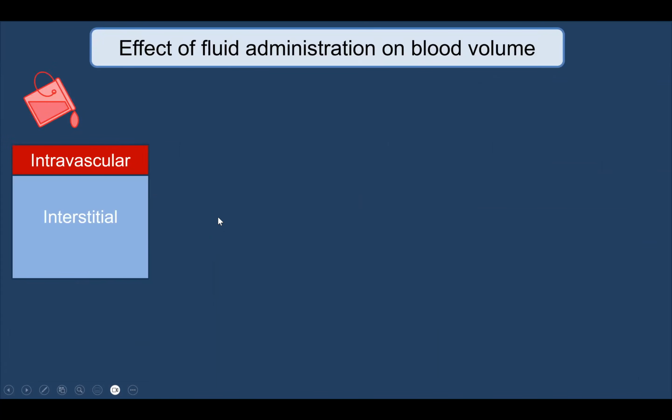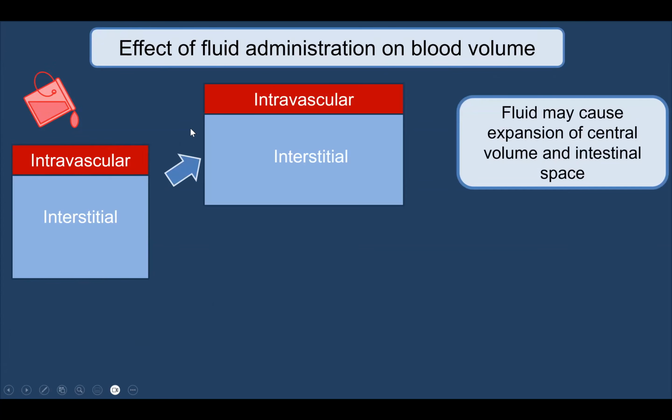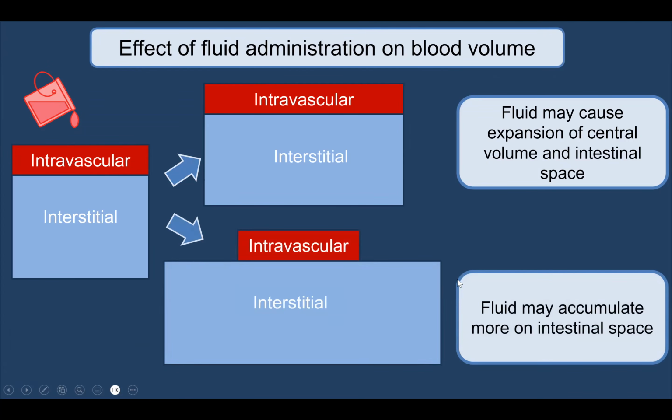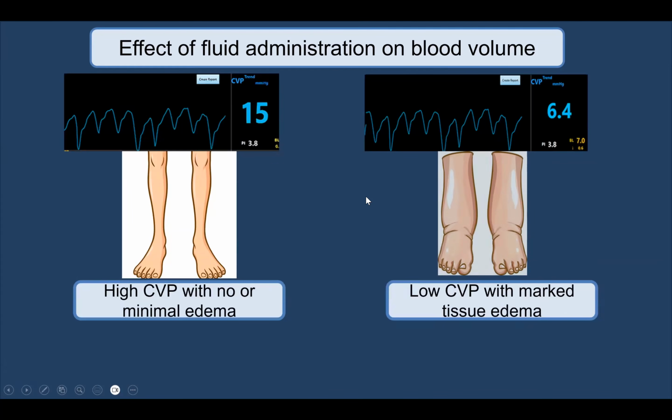To answer this question, we need to identify that the effect of fluid overload is different among patients. If we're giving fluid to the patient, you can see that some patients have increased both intravascular and interstitial expansion, of the intravascular or central volume and interstitial space. But on the other hand, some patients have expansion or accumulation only in the interstitial space with little effect on the intravascular volume. So you might find patients like that.